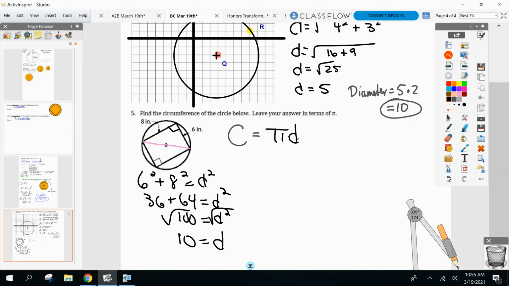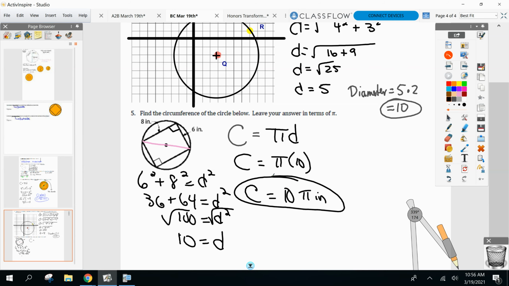So pi d, circumference equals pi times 10. And just make sure we rewrite it professionally. 10 pi inches for the circumference.